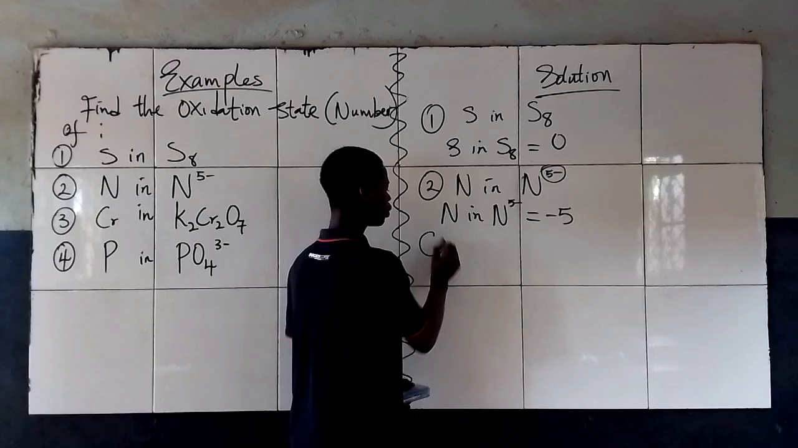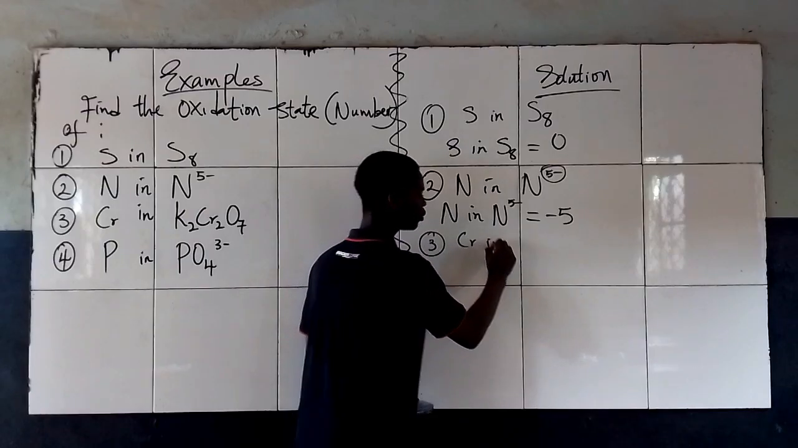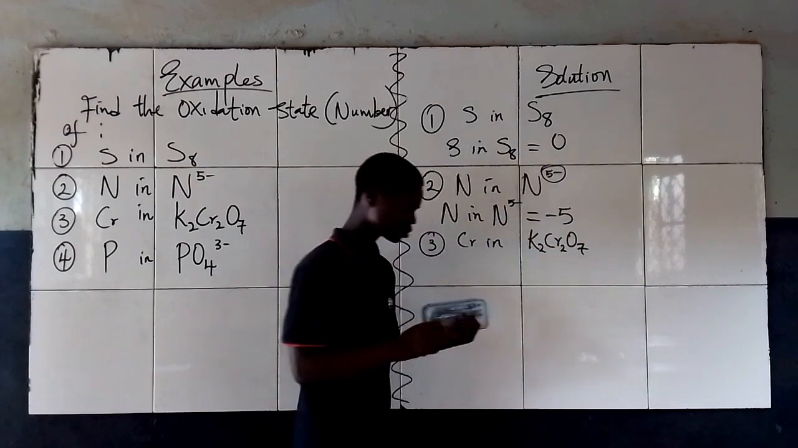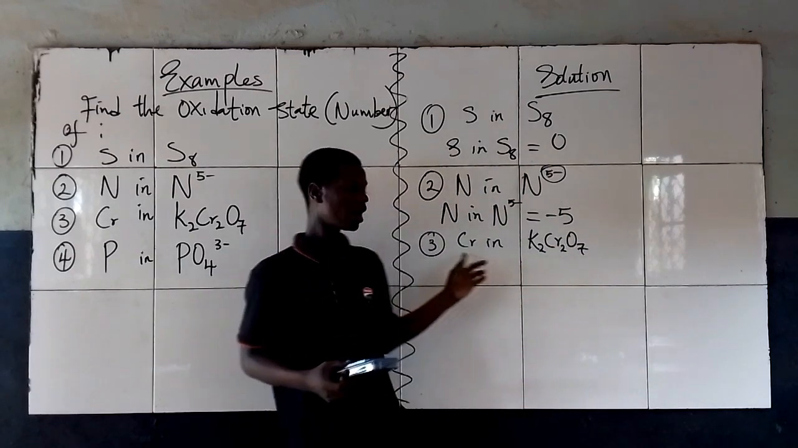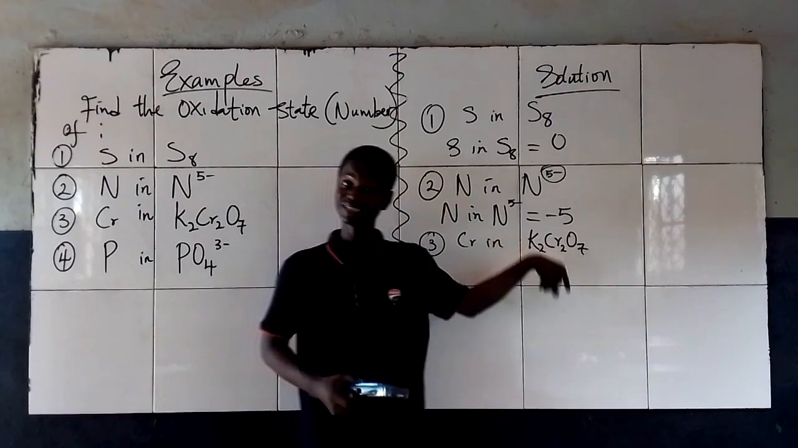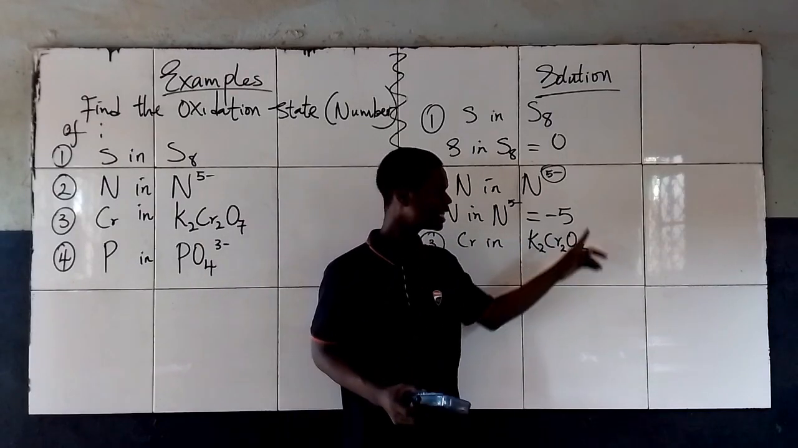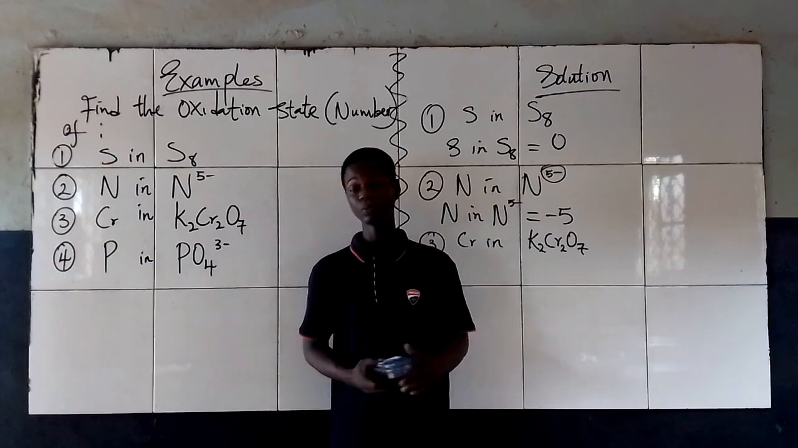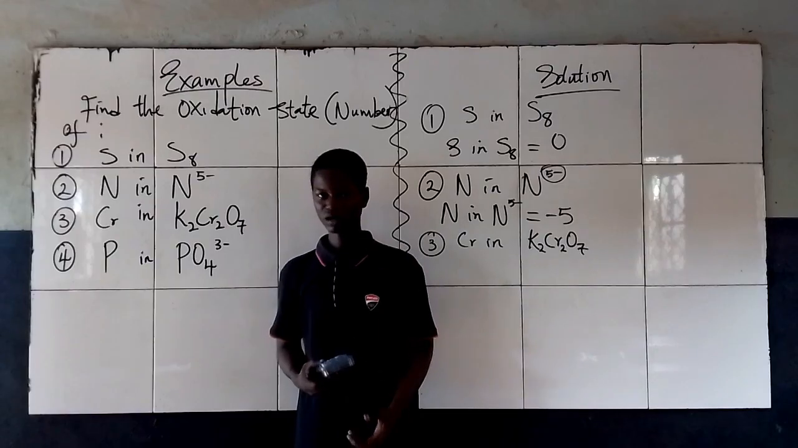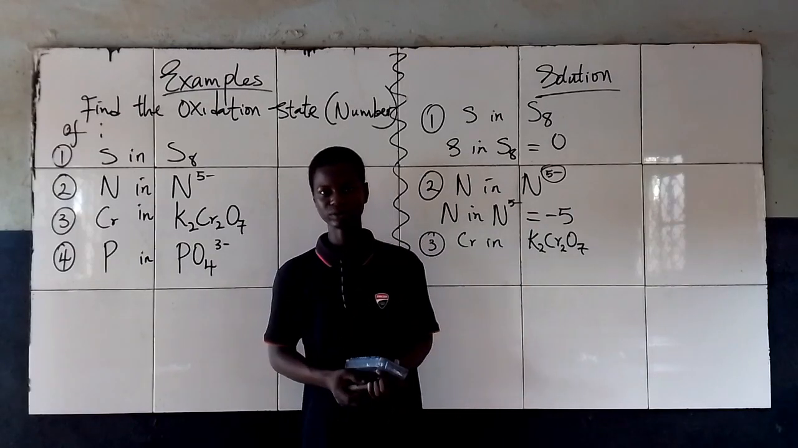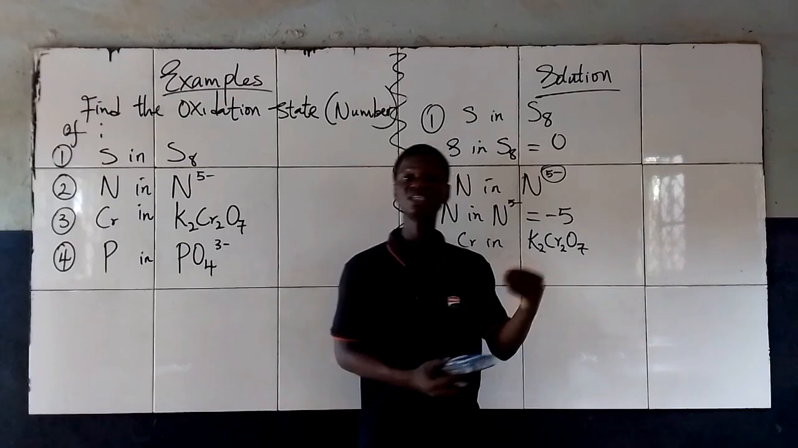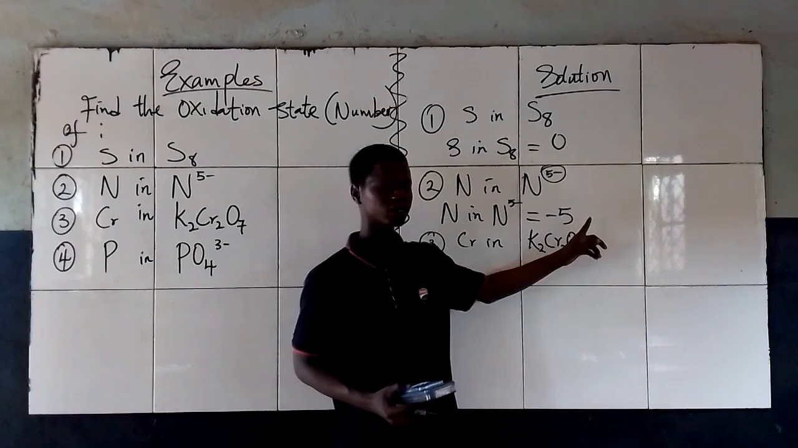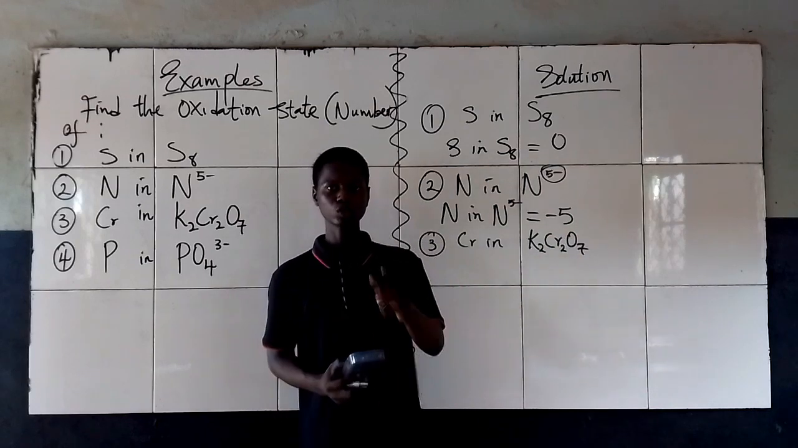Now next question, they said Cr in K2Cr2O7. So this one will involve a long process. Let's get started. Cr in K2Cr2O7. Now observe something. This is the compound. We are asked to find the oxidation number of chromium in it. Looking at this compound, is there a charge? No charge. So this compound is neutral, true or false? So this is a case of a neutral compound. Now what is the rule when dealing with a neutral compound? The sum of the oxidation states of the individual elements in it should be equivalent to 0, reason being that the compound is carrying no charge.